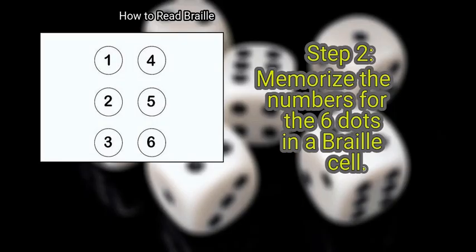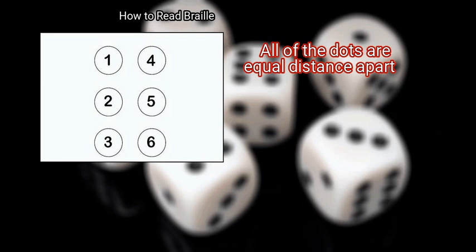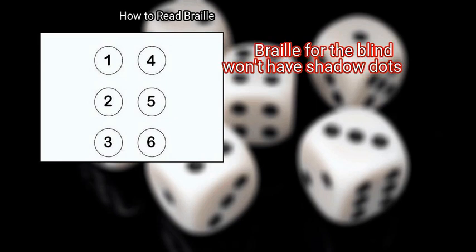Step 2. Memorize the numbers for the 6 dots in a Braille cell. A standard Braille cell is made up of 6 dots arranged in 2 columns of 3 dots each. All of the dots are equal distance apart. Braille for the blind won't have shadow dots.